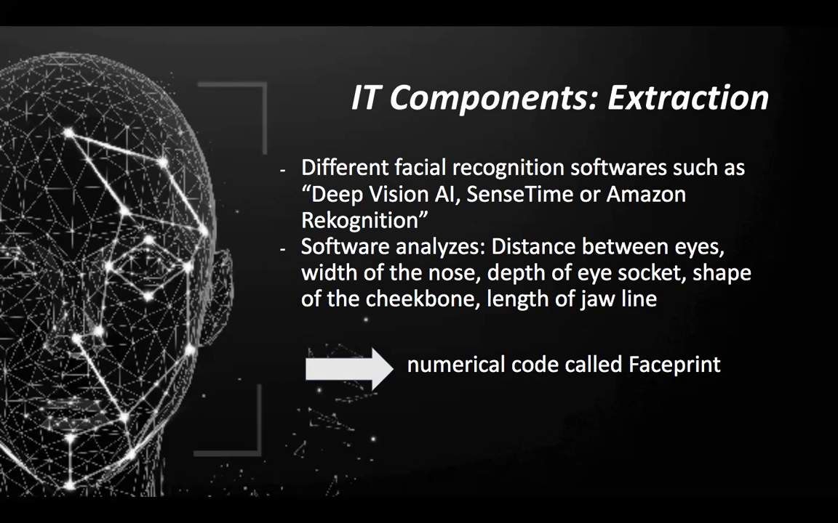The software analyzes a lot of different features. Some of the most important ones are the distance between the eyes, the width of the nose, the depth of the eye socket, the shape of the cheekbone, and the length of the jawline. But it's not limited to that. There are way more than those that I just mentioned. This gives you a numerical code called a faceprint.